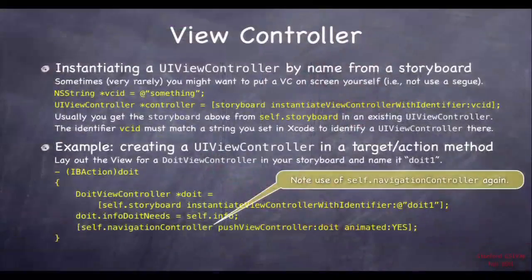All right. So what would the code look like here? Here I have a target action method, do it. I've got some button and I hit do it. When I hit do it, I've got some do it view controller in my storyboard.